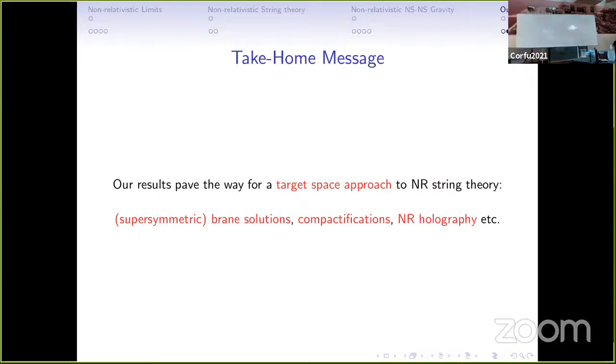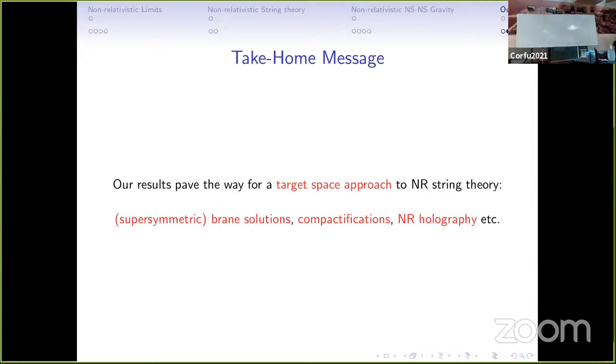Sorry, yes, you mentioned in the beginning the worldsheet geometry. You said something about its geometry and the possibility of having the non-relativistic limit there.